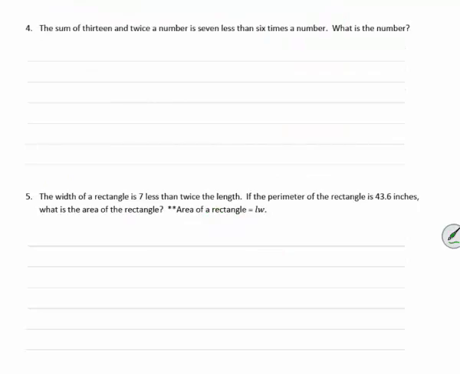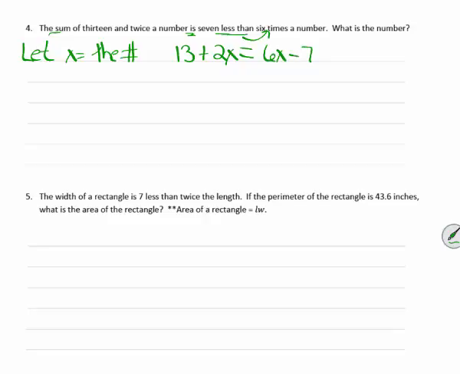The sum, we're adding, 13 and twice the number is 7 less than 6 times the number. What is the number? So let X equal the number. Okay, so what are we adding? We're adding 13 and twice the number, 2x, equals, less than means I have to start here, 6x minus 7. So there's my equation.